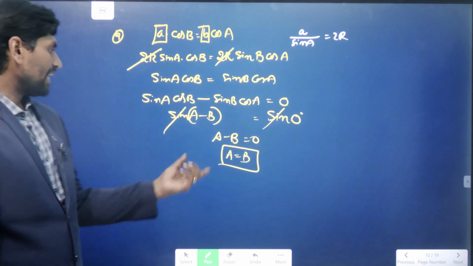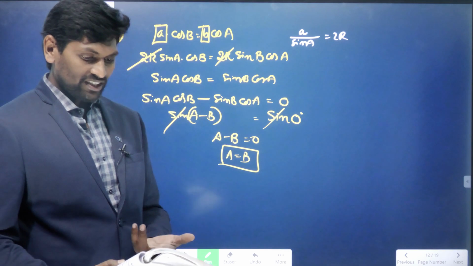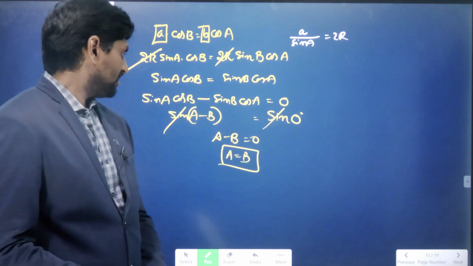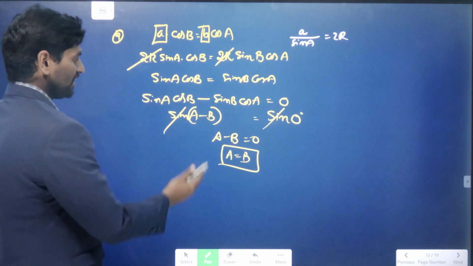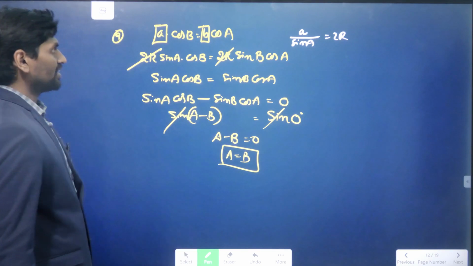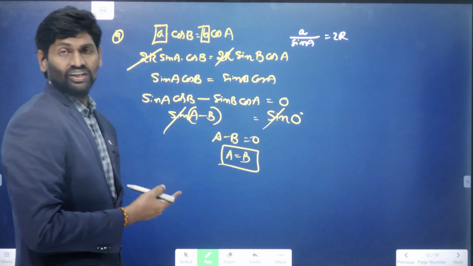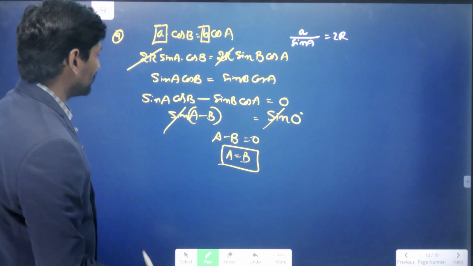But capital A and capital B are given, while the options are given in small a and small b. Now how to write that one? What is capital A here? Angle A is equal to angle B. We can write that from that.